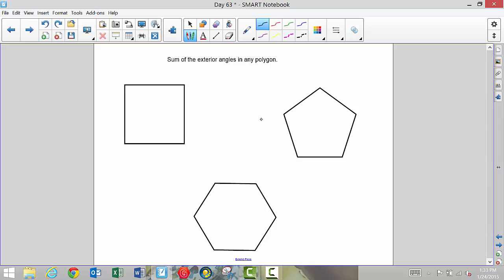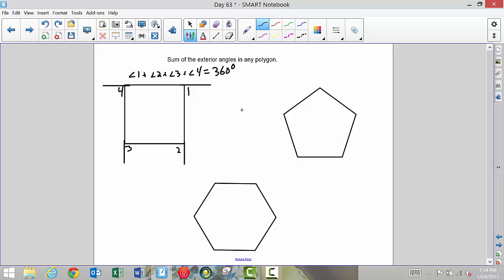So we did interior angles, now let's do exterior angles. You should know by now that an exterior angle is linear to its interior angle. So I'm drawing my exterior angles, 1, 2, 3, 4. In any polygon, your exterior angles will always add up to 360. So I know that angle 1 plus angle 2 plus angle 3 plus angle 4 equals 360.